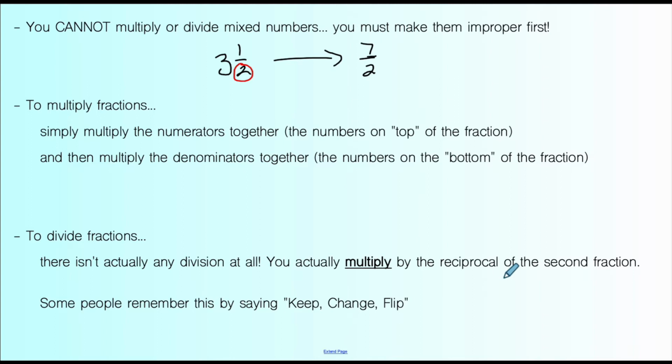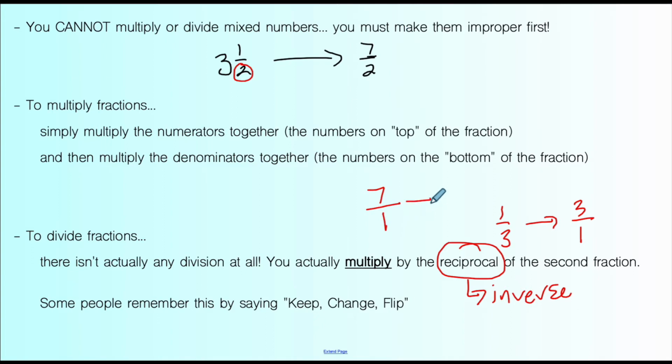Instead, you actually multiply. You multiply by the reciprocal, and reciprocal, that's this word right here, is just fancy for the inverse. So let's say we had the fraction 1/3. Its reciprocal is the inverse. You flip it, 3/1. Or actually let's go with a whole number. If I had a whole number 7, that's the same as 7/1, and its inverse is 1/7. It's reciprocal. Anyways, why did I say that? Because to divide fractions, you multiply by the reciprocal of the second fraction in the division problem.